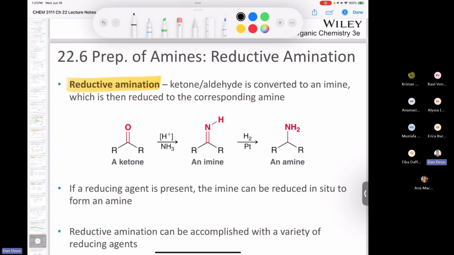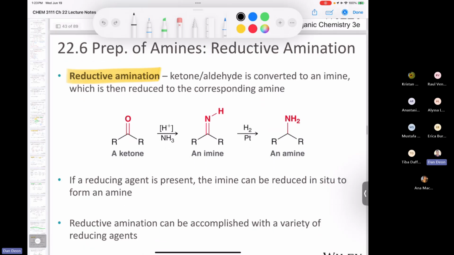So check it out. What it does is it takes a ketone or an aldehyde, converts it to an imine, but then reduces it to the corresponding amine. Okay, so you guys know what a ketone is. Obviously, you know what an aldehyde is. You know what an imine is, or a Schiff base, as they used to be called. And we can take an imine and we can reduce that down to an amine. So it says if a reducing agent is present, then the imine can be reduced in situ. So this should be italicized actually, but this is Latin for in place.